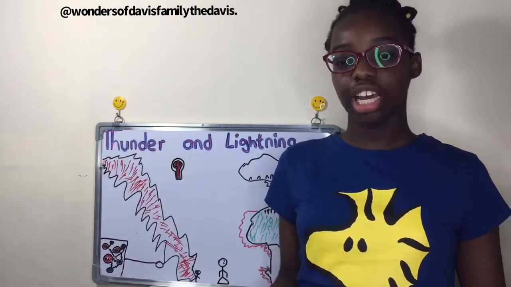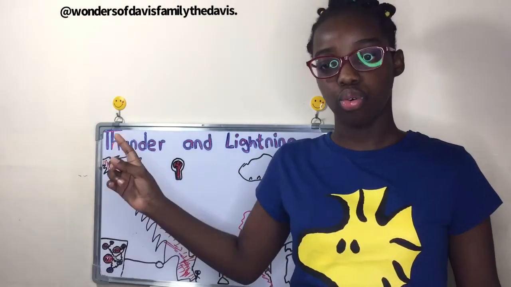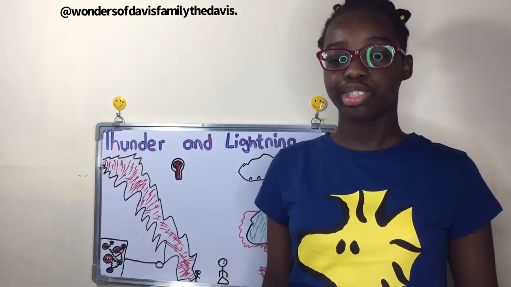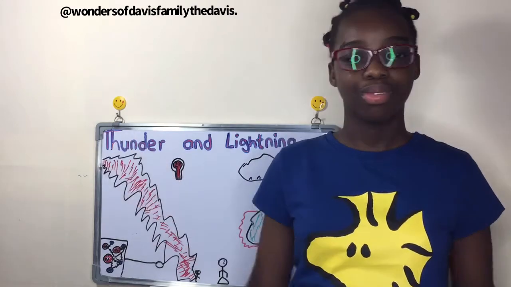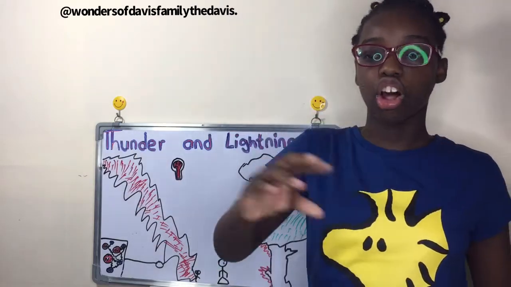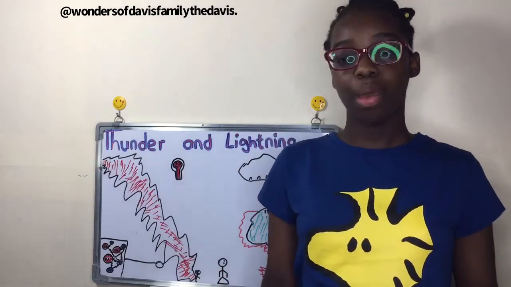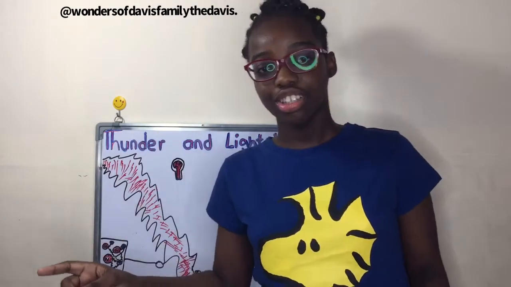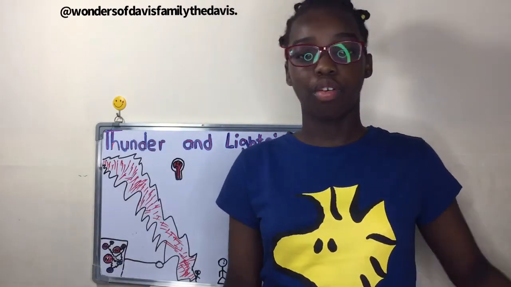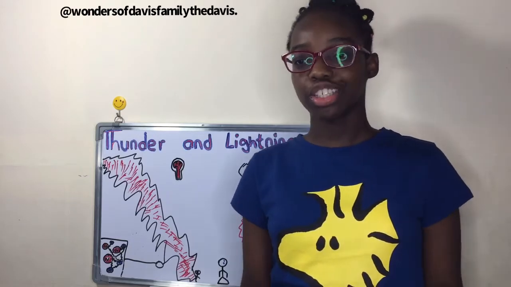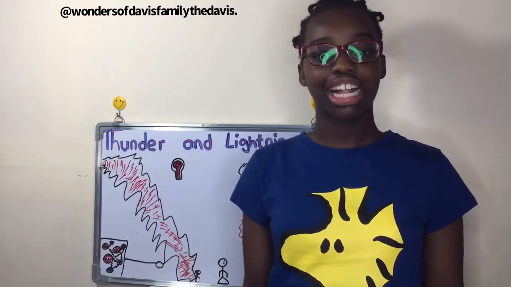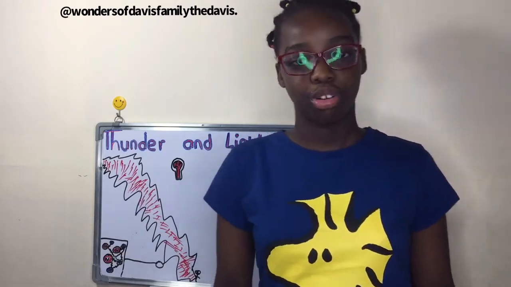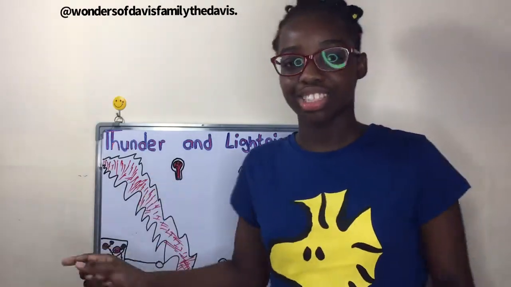The reason why it sounds different is how far you are from it. If you're in your house, it will sound a little like boom, because it has lost all the sound wave particles. You might be asking, why does the lightning come before the thunder? It's because lightning is faster and thunder is a slowpoke. So that's the reason why.